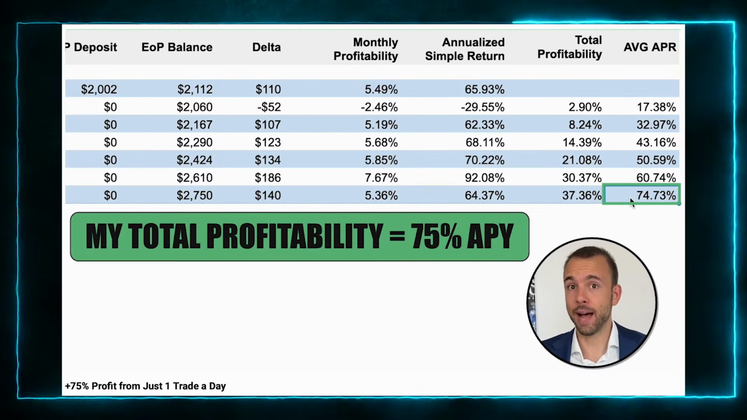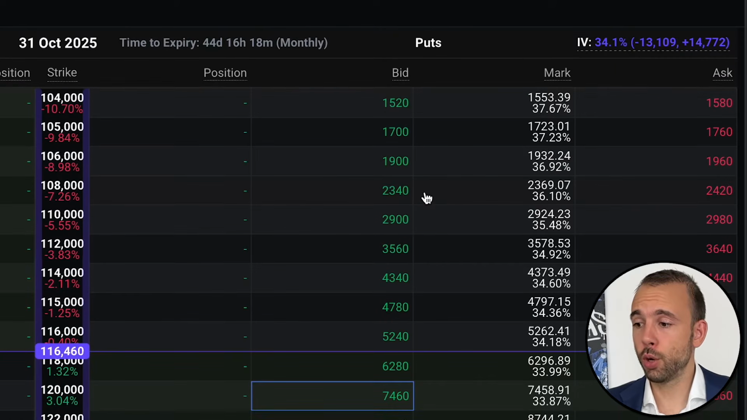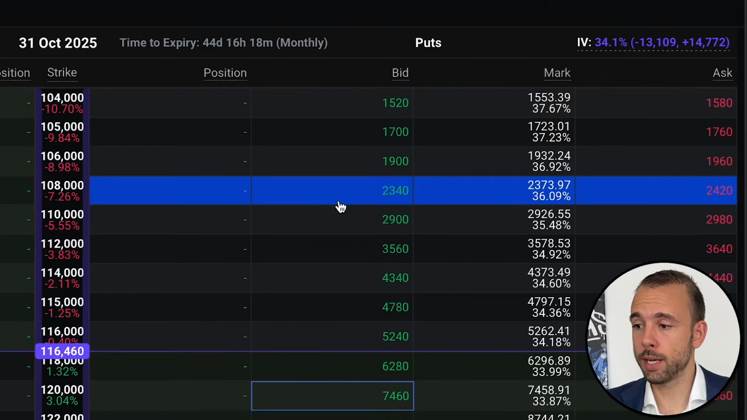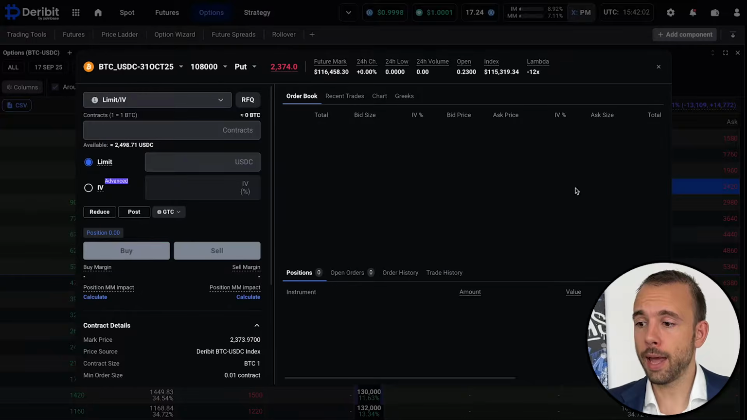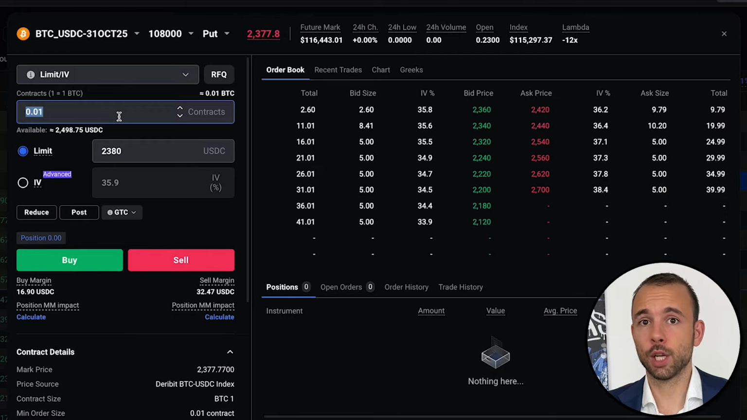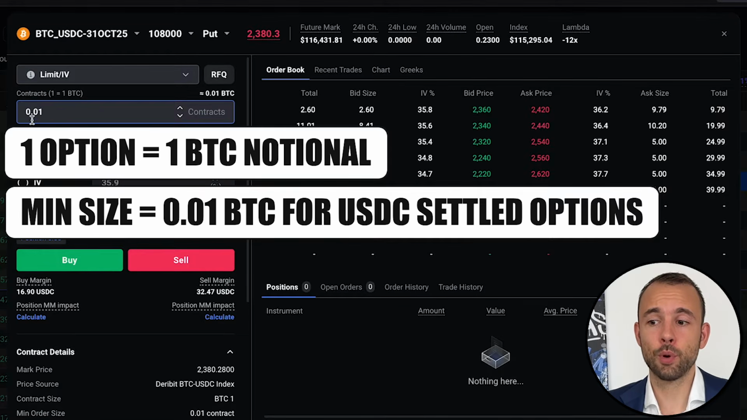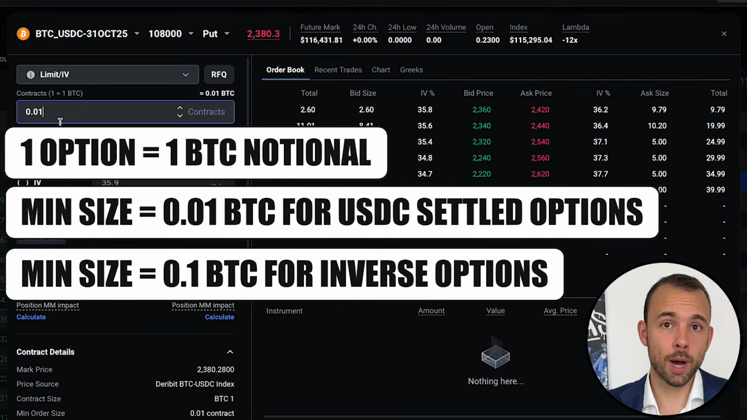And to buy or sell the option, you have to click on the specific strike price that you would like to trade, and then you have the trading window. Here you have to adjust the trading size that you would like to trade, and in this case, one option is equal to 1 Bitcoin. The minimal trading size is equal to 0.01 for USDC options and 0.1 Bitcoin for inverse options, so the options that are traded in Bitcoin.